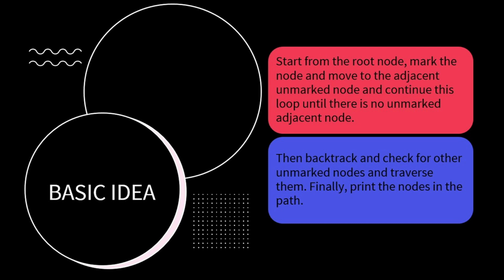So the basic idea is to start from the root node and mark the node and move to the adjacent unmarked node and continue this loop until there is no unmarked adjacent node. Then backtrack and check for other unmarked nodes and traverse them. Finally, print the nodes in the path.